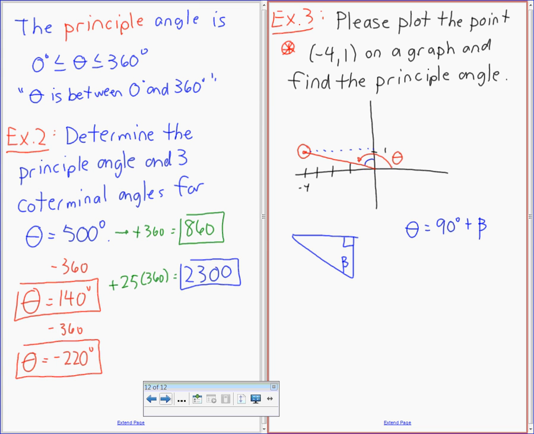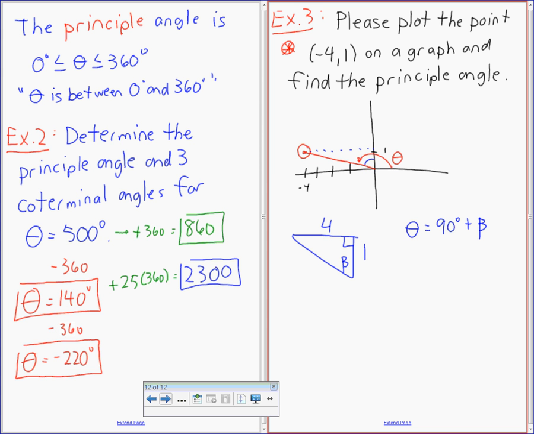Okay. Now for the dimension of the triangle. What's the top length going to be? Okay, 4. We use length, so it's going to be positive. So it's going to be a 4. And the height is going to be 1. Good. I'm going to solve for beta.